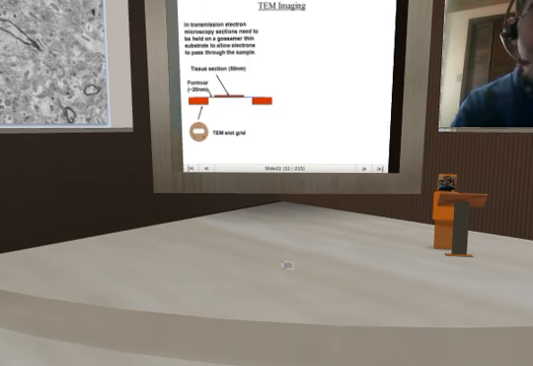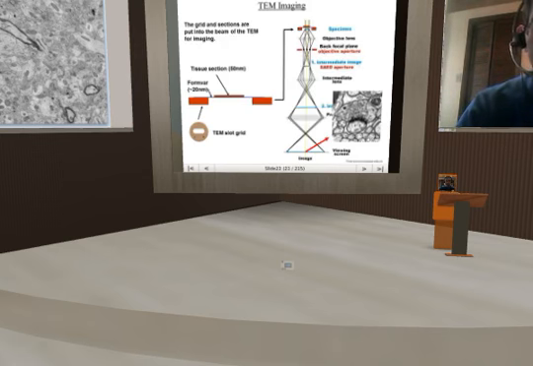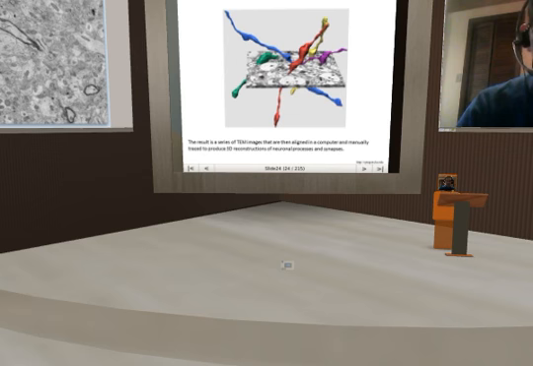In the transmission electron microscope, the sections need to be held on this gossamer thin substrate to allow electrons to pass through the sample. The grid and the sections are put into the beam of the TEM for imaging. And the result is a series of TEM images that are then aligned in a computer and manually traced to produce 3D reconstructions of neuronal processes and synapses.